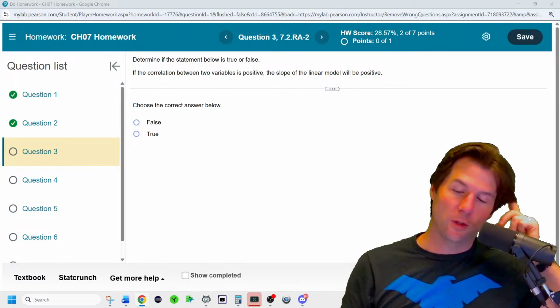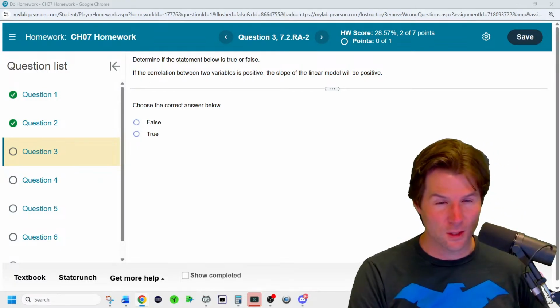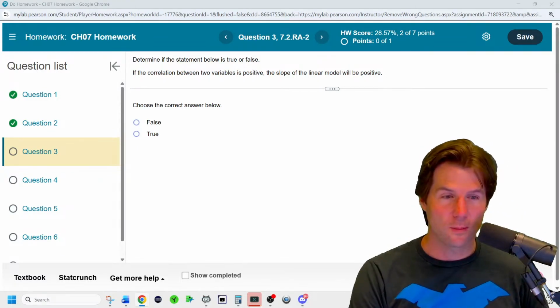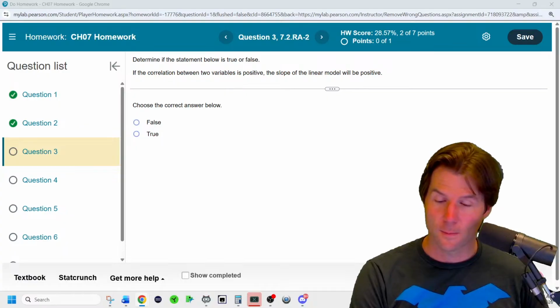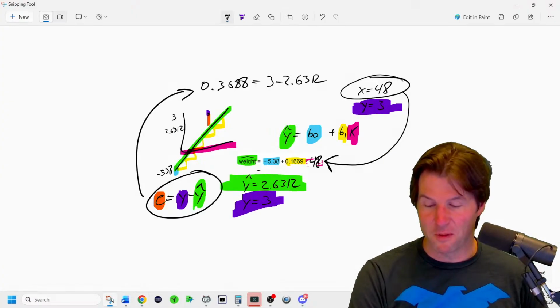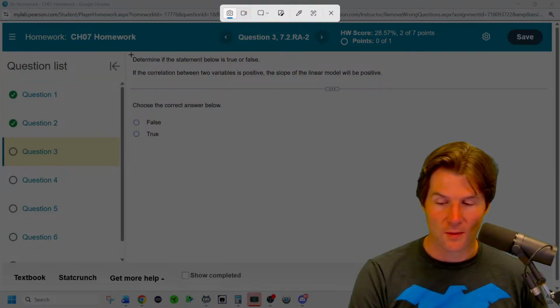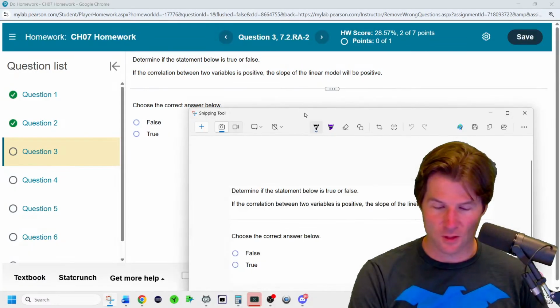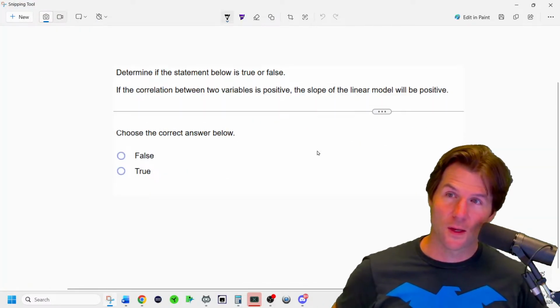Let's do this question. If the correlation between two variables is positive, hello, good to see you there, Sham. If the correlation between two variables is positive, and Mubot says hi too, the slope of the linear model will be positive. We've been doing some tougher questions so far. This one's about as easy as it can get.